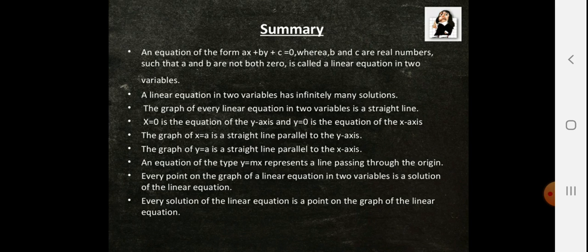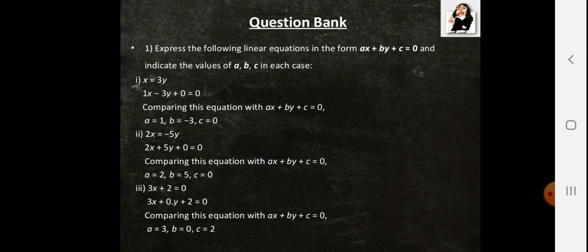The graph of every linear equation in two variables is a straight line. x is equal to 0 is the equation of the y-axis and y is equal to 0 is the equation of the x-axis. The graph of x is equal to a is a straight line parallel to the y-axis, and the graph of y is equal to a is a straight line parallel to the x-axis. An equation of the type y is equal to mx represents a line passing through the origin. Every point on the graph of a linear equation in two variables is a solution of the linear equation. Every solution of the linear equation is a point on the graph of the linear equation.